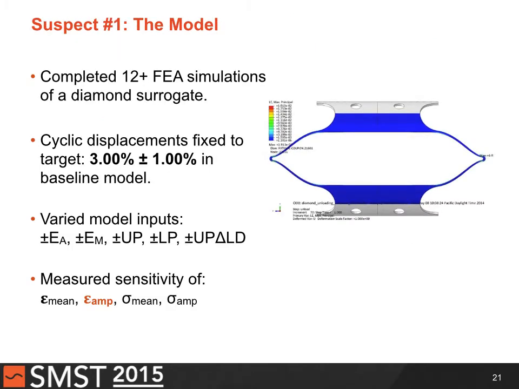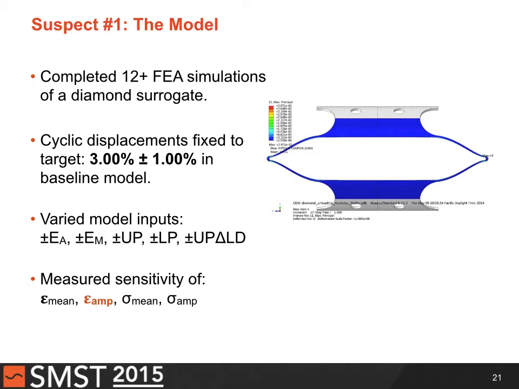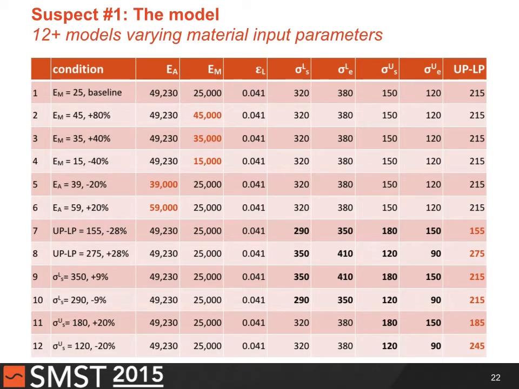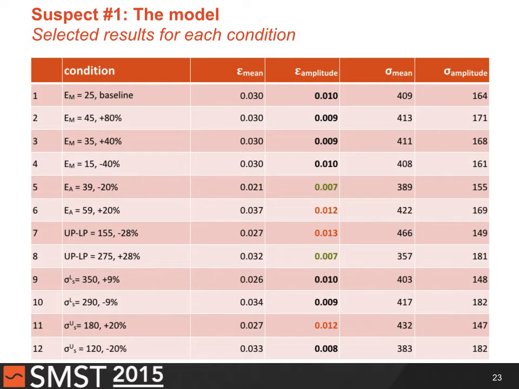First we looked at the model, and we ran more than 12 simulations. We picked one target mean strain amplitude, in this case 3 plus or minus 1, and held everything fixed except for these different inputs. We varied the modulus and the plateaus and so on, and then we looked at different outputs. I'm really just going to focus on the strain amplitude. Got a bunch of data. I'm not going to dwell on this; you can look at it later and download it. Those are the input parameters, and here are the output parameters, and you can see what the changes are. The orange ones are the ones that went up the most, and the green ones went down the most, and you start to get an idea of which ones are most sensitive.